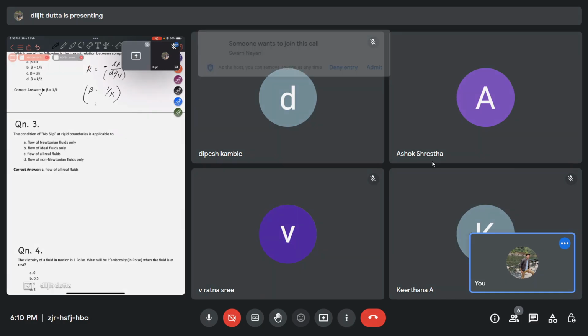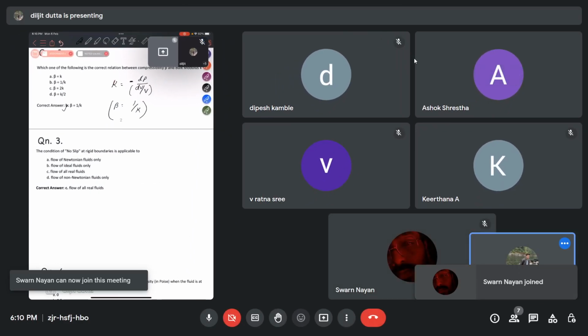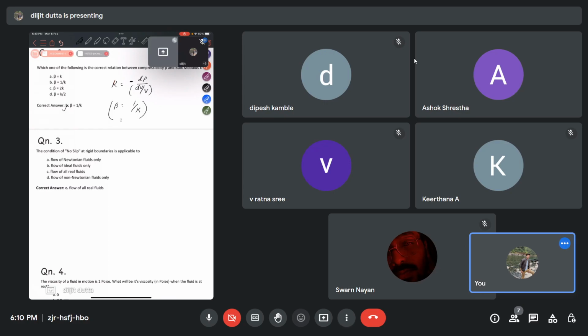So next, coming to question number 3. This question is about the no slip condition. First of all, we should know that there are two types of fluid. One is the ideal fluid and the second is the real fluid. So what is the ideal fluid?